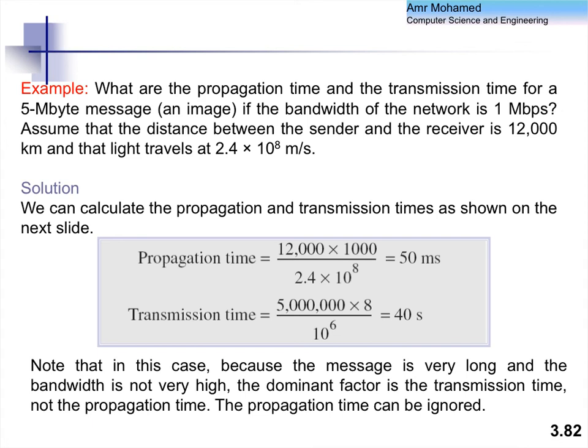So here we talk about this particular scenario. What is the propagation time and the transmission time for a 5 megabyte message? So the message now is long. The bandwidth is, instead of 1 gigabits per second, 1 megabits per second. So the bandwidth is reduced. That is the scenario I was just discussing. If we still have the long distance and the speed of transmission is 2.4, then the propagation time will stay the same because the two components are the same, but the transmission time now is higher.